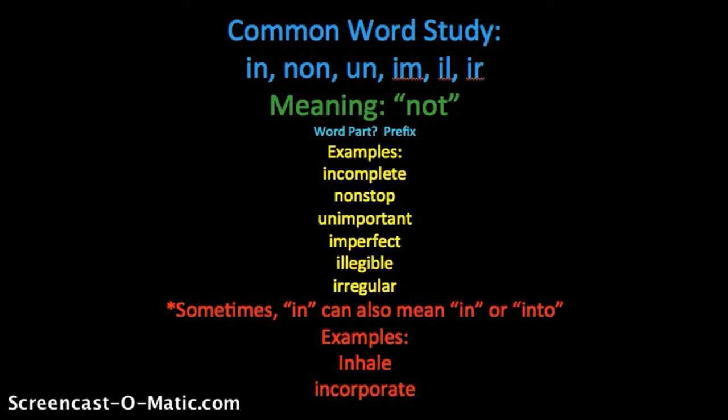Illegible. Illegible means it's not legible. You cannot read it. If you remember when we studied able and ible, I gave you the word legible. Legible means to be able to read something. If something's illegible, it means you can't read it. It's just too sloppy. It's illegible.